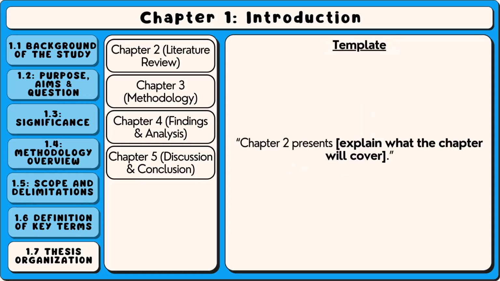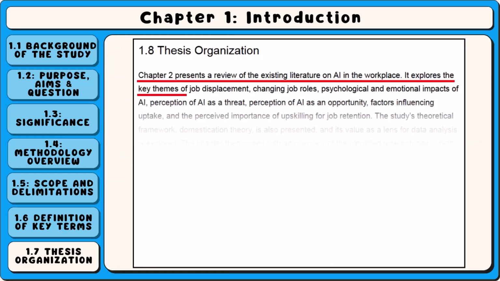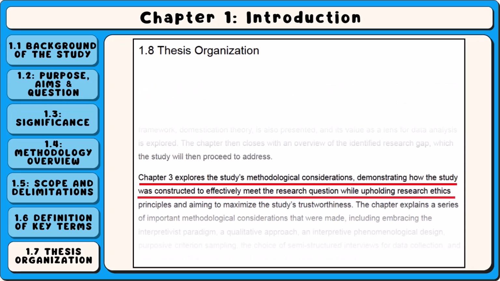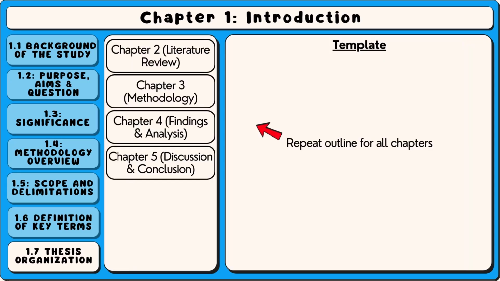For example, for chapter 2, you might write, chapter 2 presents, and then insert an explanation of what chapter 2 covers. You can see in our sample piece, it says, chapter 2 presents a review of the existing literature on AI in the workplace. It explores key themes such as, and then it lists the key themes that are explored in chapter 2. Similarly, when the sample signposts chapter 3, it says, chapter 3 explores the study's methodological considerations, demonstrating how the study was constructed to effectively answer the research question while upholding research ethics principles. You'd want to repeat a brief outline of all the chapters in the thesis.